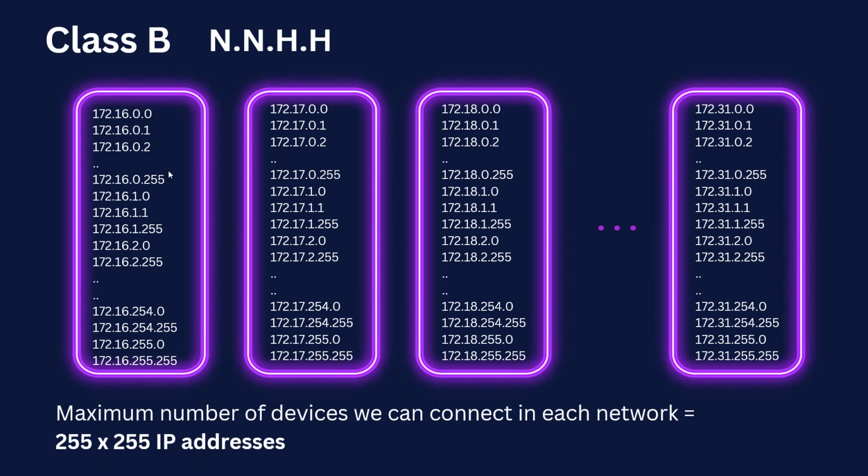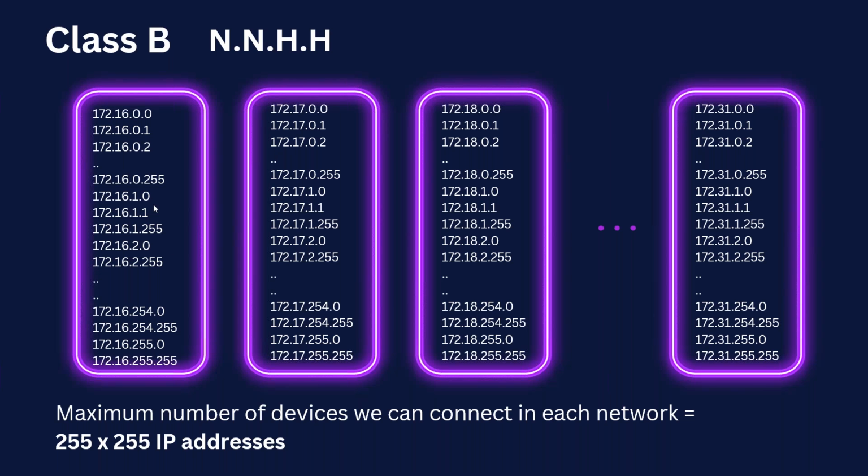Okay, so 0.0 to 0.255, 1.0 to 1.255, 2.0 to 2.255, 3.0 to 3.255, like that, all the way to 255.0 to 255.255. So that is why each octet is repeating 255 times. And since you have two octets, 255 into 255. Okay, is that clear? Yes, clear.